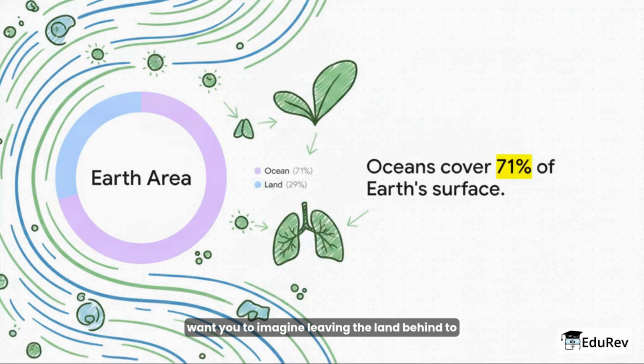Moving right along to section 2, exploring the blue planet, our life-giving oceans. I want you to imagine leaving the land behind to plunge into the deep waters that give our home its name. Oceans cover an astounding 71% of Earth's surface and hold 97% of our planet's water.